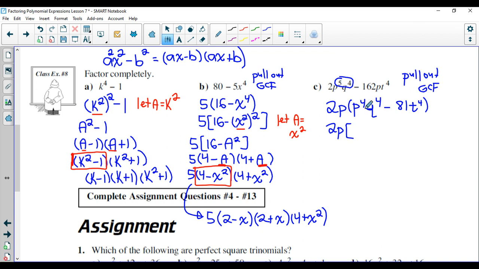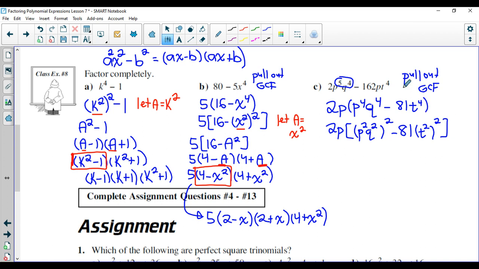So this first part, p to the power of 4, q to the power of 4, I want to write it as something that's going to be to the power of a square. So what that would actually be is p squared, q squared. And then we're going to subtract 81. And I also want to write this to a square. So that would be t squared to the power of 2.